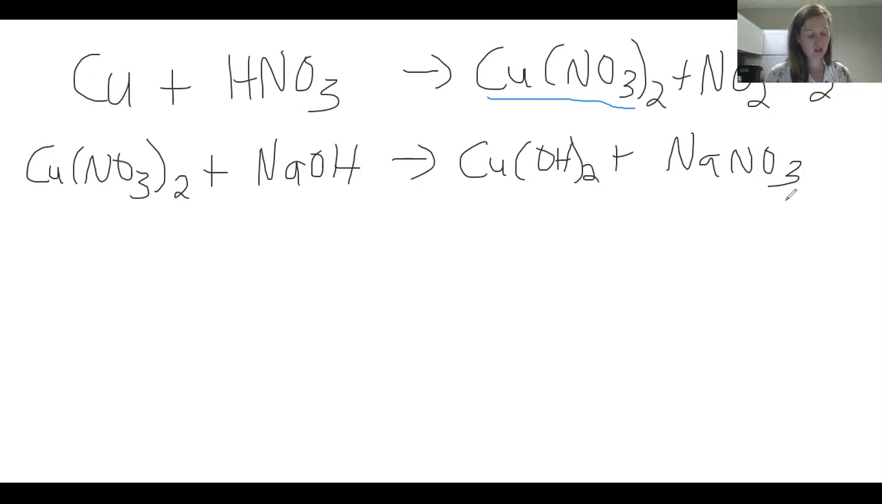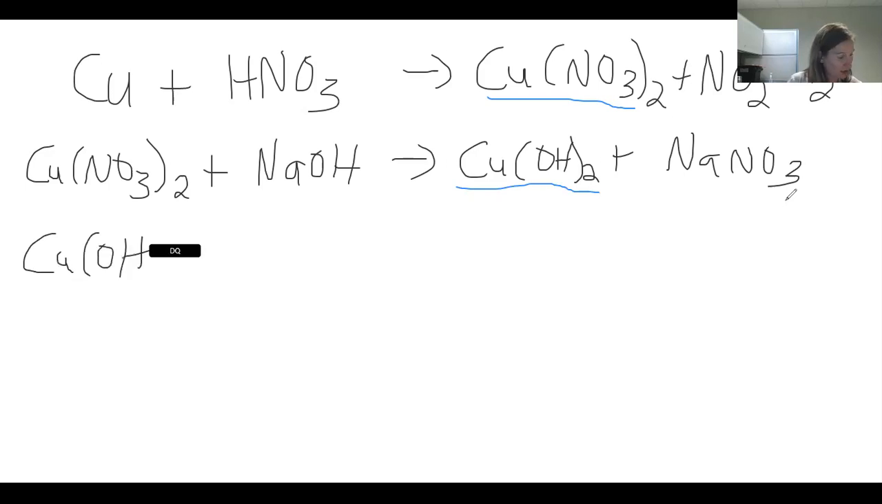So this second reaction that we do with our copper 2 nitrate and sodium hydroxide, this copper 2 hydroxide, right here underlined in blue, is actually a solid. It's going to form a precipitate. So we're going to isolate that precipitate to do the next reaction, which is using that copper 2 hydroxide. And we're not adding it to anything. We're actually going to be decomposing it. So this next reaction is a decomposition reaction.